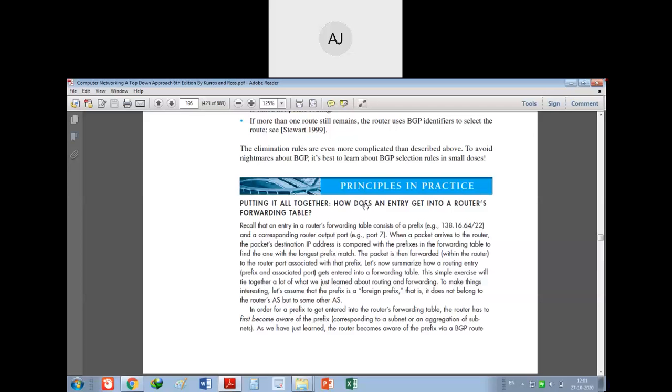Next one, there is again a case study given on principles and practice. That is just a case study that is given. We'll not go into this.